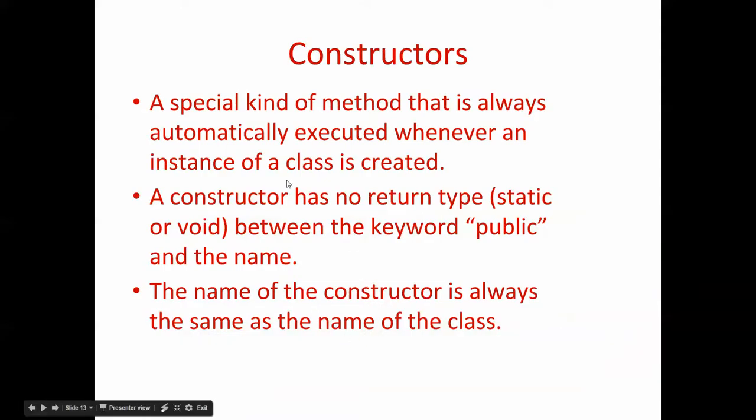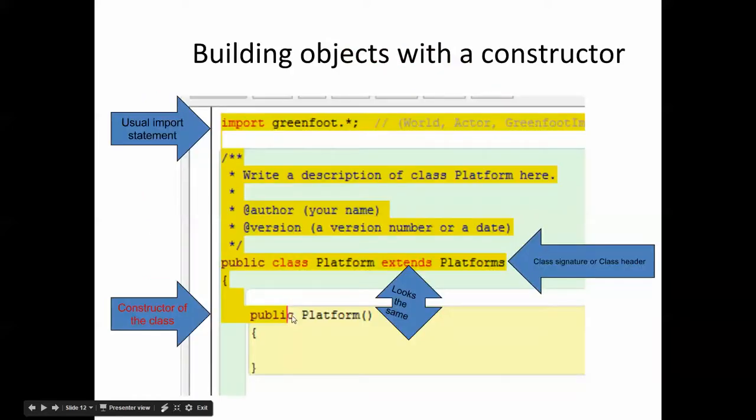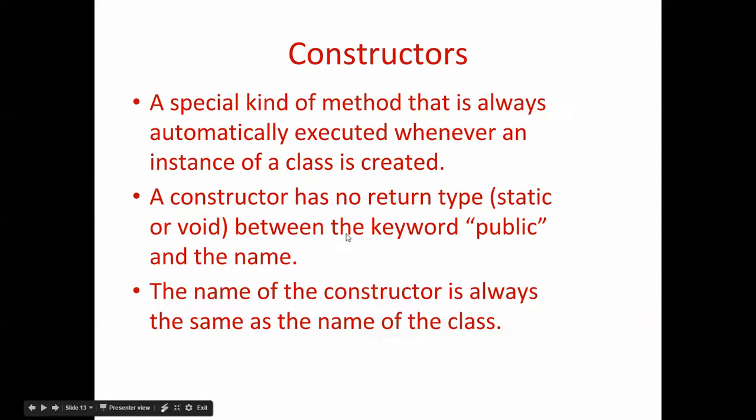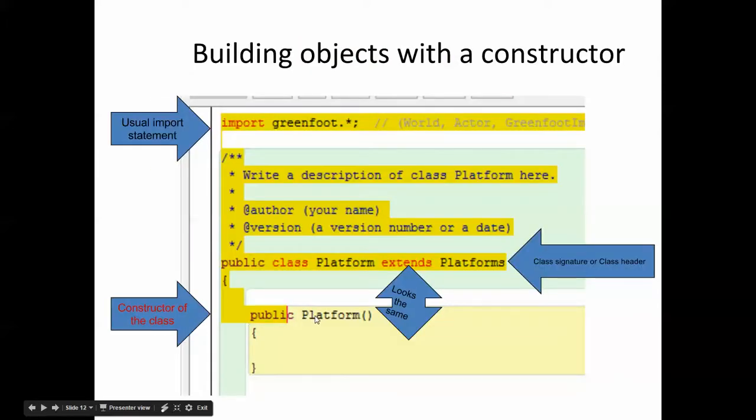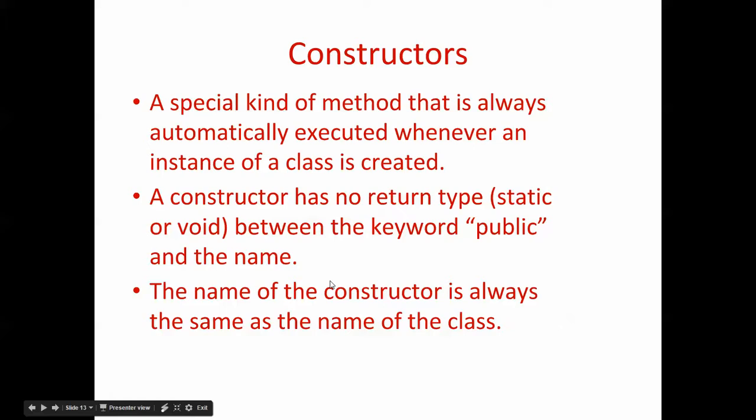Okay, so what is a constructor? It's a special kind of method that is always automatically run one time whenever an object of the class is created. The constructor has no return type, static, or void between the keyword public and the name, so right there's no void. The name of the constructor is always the same as the name of the class, platform. Okay, write those notes down.